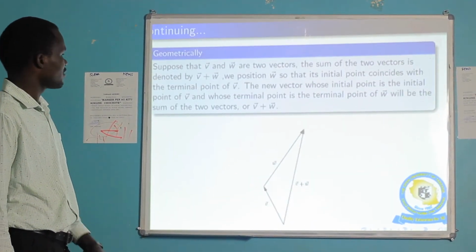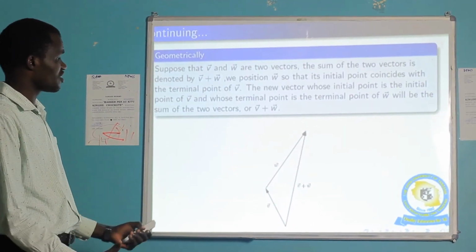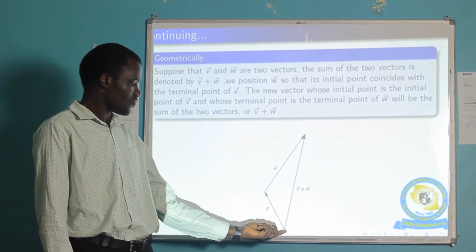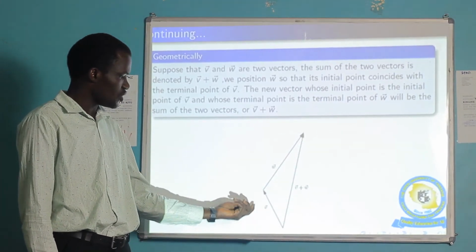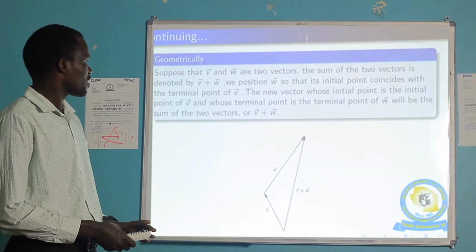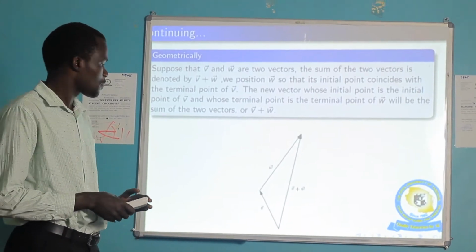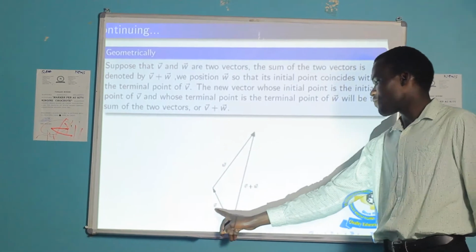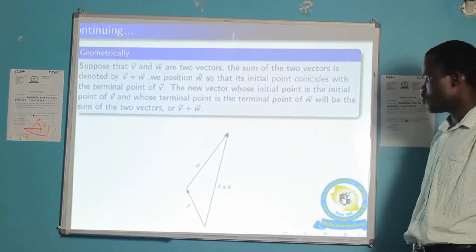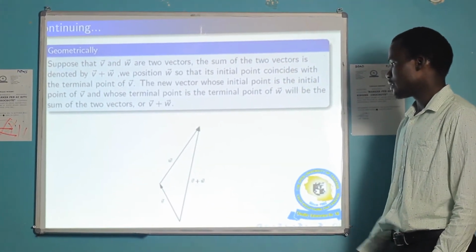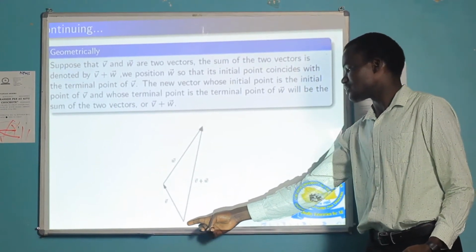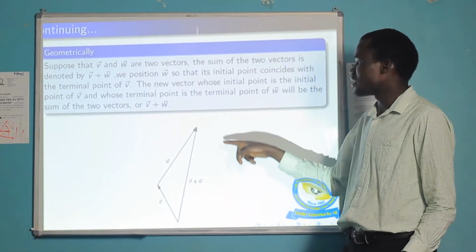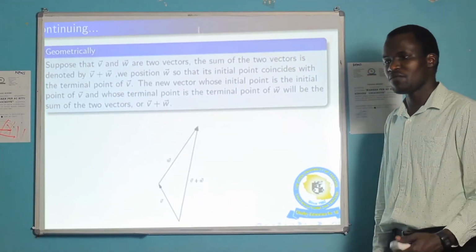Okay, that's about addition. Let's demonstrate this addition. We have two vectors. Let's say this vector is called v, and another vector is vector w. So add these two vectors. Here we have vectors v and w. Then adding them will give a resultant from the initial point of the first vector to the terminal point of the second vector.